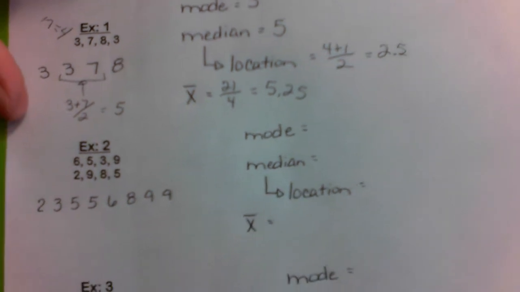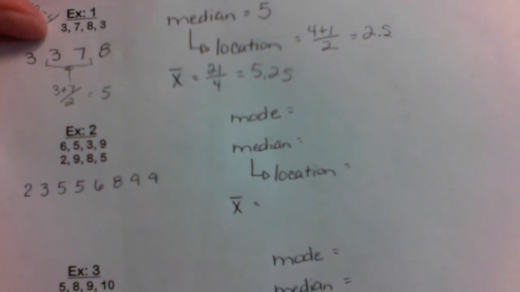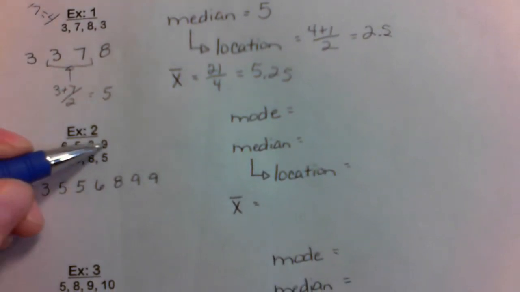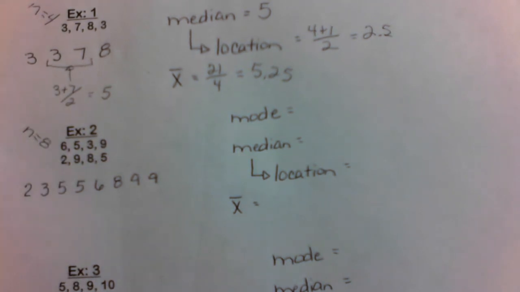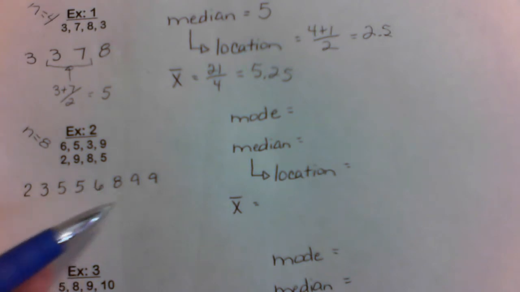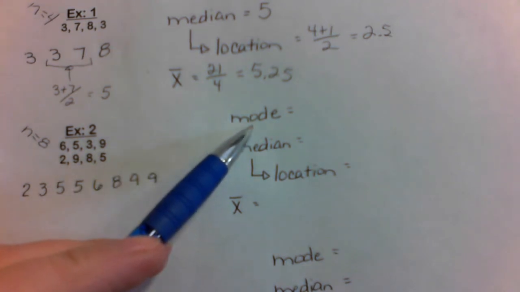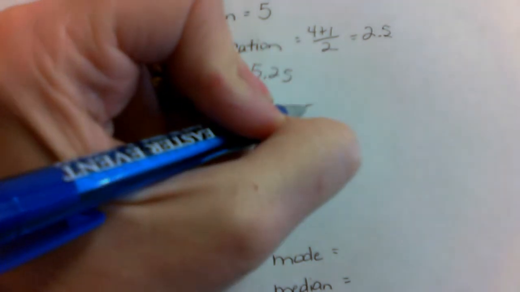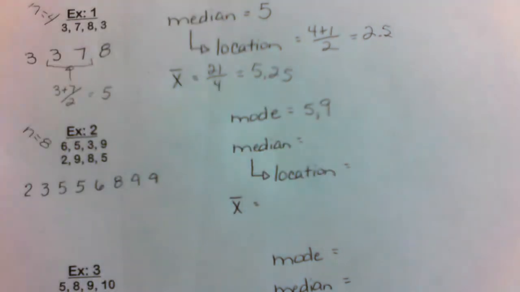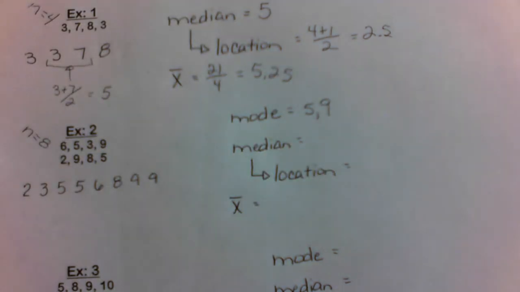Then we have a second example, in which we have more numbers. We have 1, 2, 3, 4, 5, 6, 7, 8. So there are 8 values, so I say n equals 8. I first am going to place them in order, and when I do, and I'm going to locate the mode, I see that the 5 and the 9 both have 2 of them. So in this case, there are 2 values that are the mode, and that can occur. There can be multiple values that are the mode.